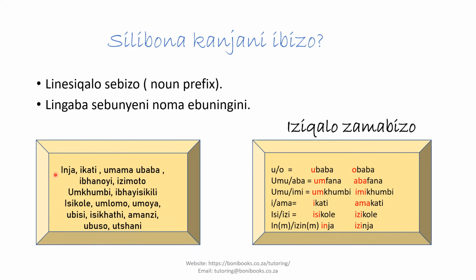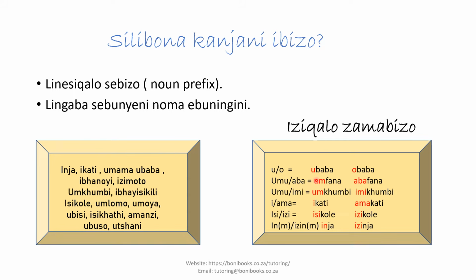So how do you see these are nouns? Because all the nouns in IsiZulu begin with a vowel. Look at this. This one begins with an I, and a number of them do, but this one begins with a U. This one begins with a U. These are my nouns, okay? So we say a noun has a noun prefix. All the IsiZulu nouns will have noun prefixes.